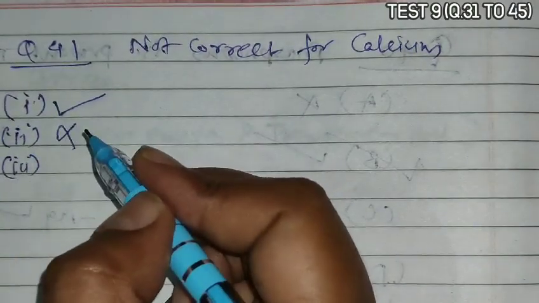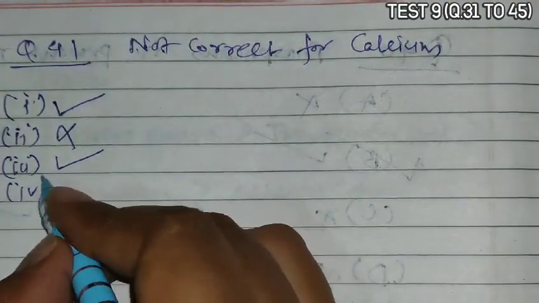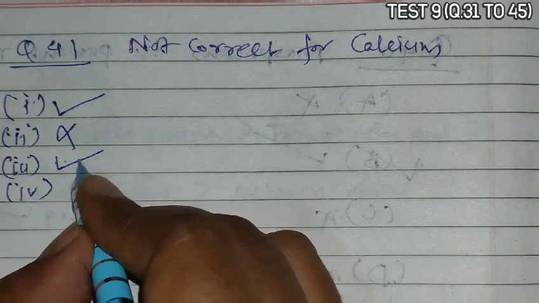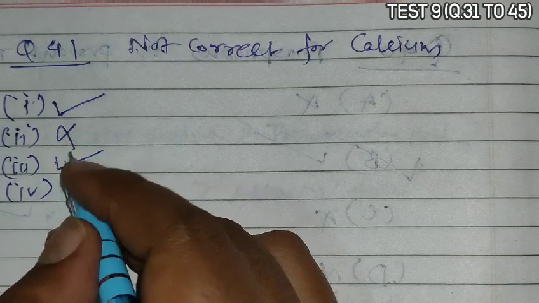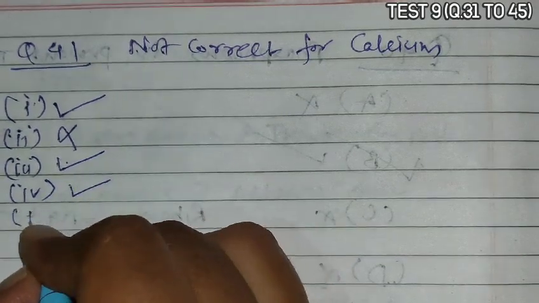Third, it accumulates in older leaves. Yes, correct, because in senescent leaves the mobile element can pass, and calcium is an immobile element. So third, older leaves, is correct. Fourth, it is required in differentiated tissue. Yes, it is required in differentiated tissue.